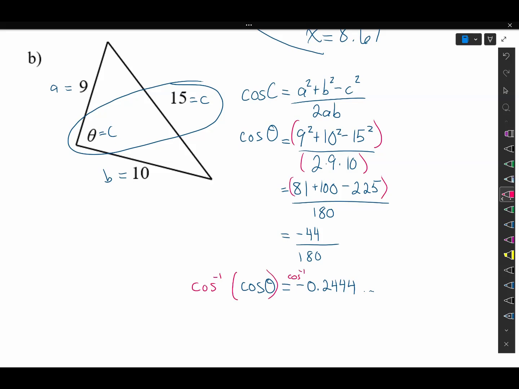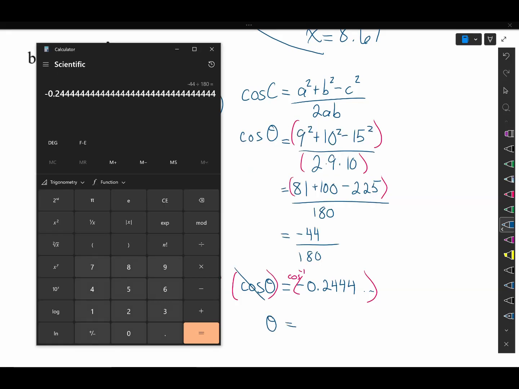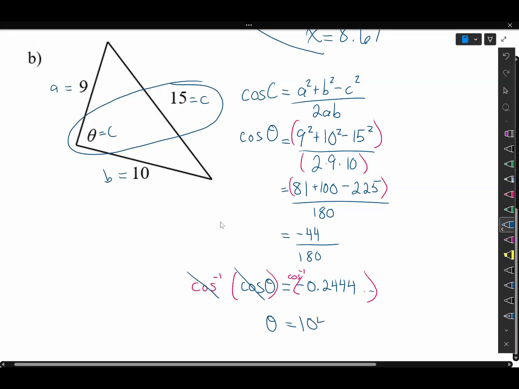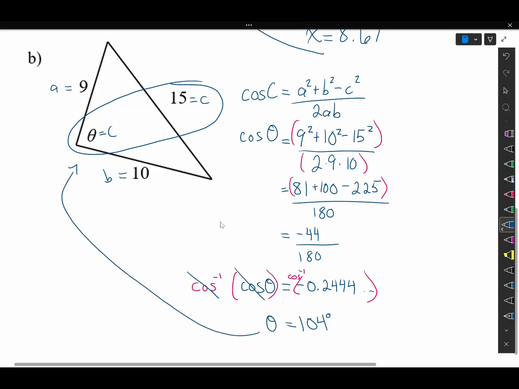Inverse cosine, I kind of ran out of space, and that's all right. So these will cancel out. I'm working with theta is equal to the inverse cosine of negative 0.2444. I'll take my inverse cosine over here, and I end up with 104 degrees. Okay, so I have here an angle inside my triangle, 104 degrees.